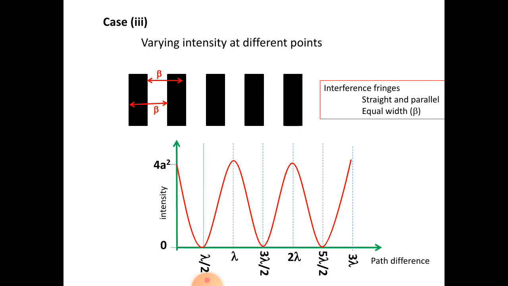Then from cases 1 and 2, the intensity at a bright point is 4a square and at a dark point it is 0. That is, due to the interference, the light energy gets redistributed. Then the varying intensity at different points is shown graphically. Here a graph is drawn between path difference and the intensity.